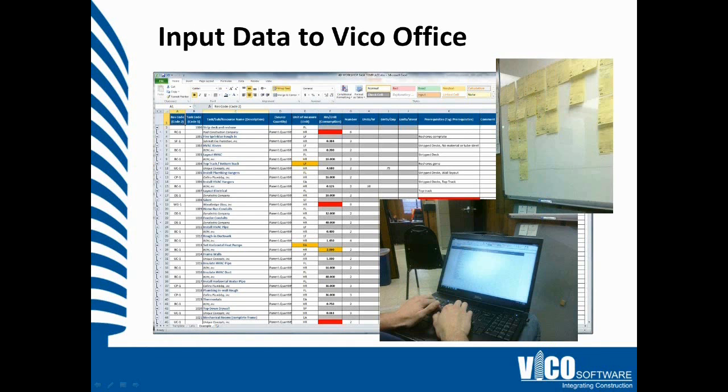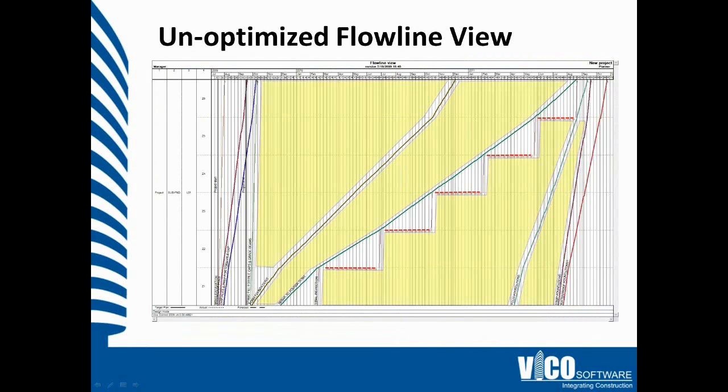Once we have gathered that data, we can input it back into Vico Office. There's a templatized process for this. We can document all the individual subcontractors involved and their anticipated productivity rates and crew sizes, plug that back in, and use that data to optimize the schedule.